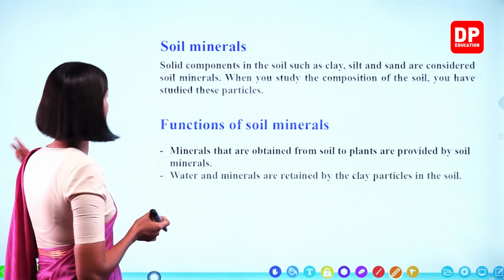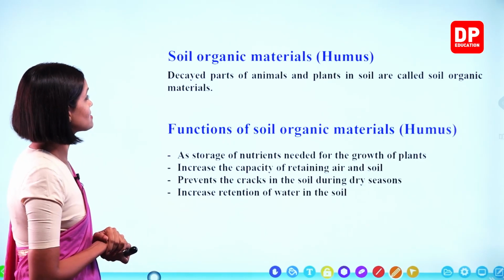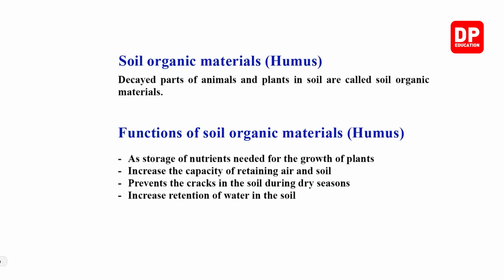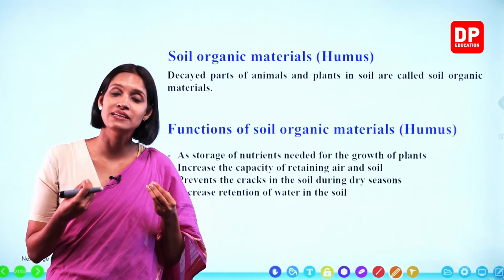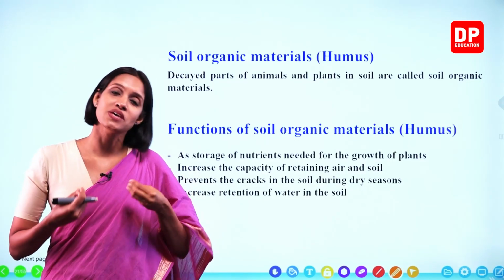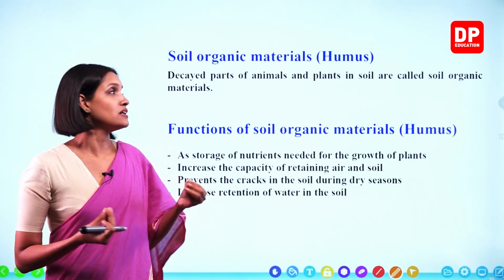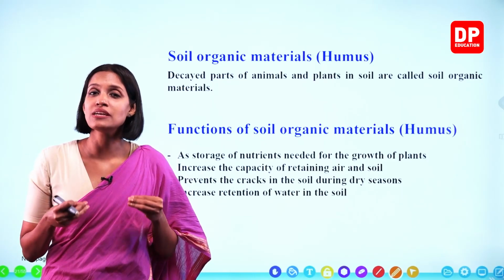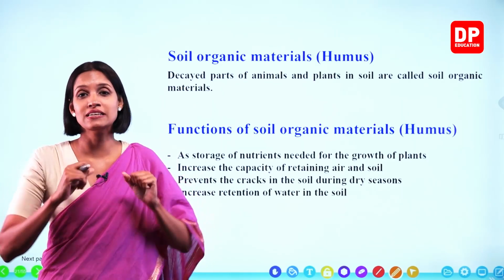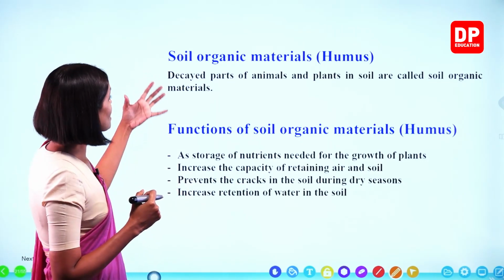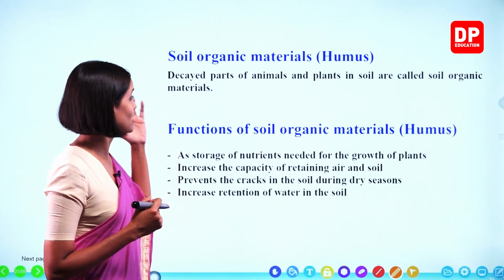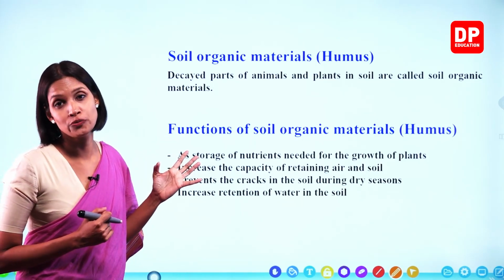So soil organic materials, or humus. Decayed parts of animals and plants in soil are called soil organic materials. Dead bodies of plants and animals are decayed by microorganisms and also some macroorganisms. Sometimes worms and some other animals feed on these dead bodies and decay them. So these decayed parts of animals and plants are known as organic materials or humus.